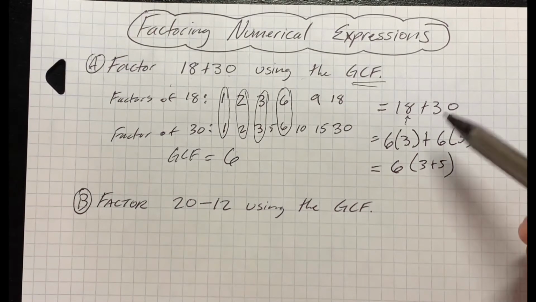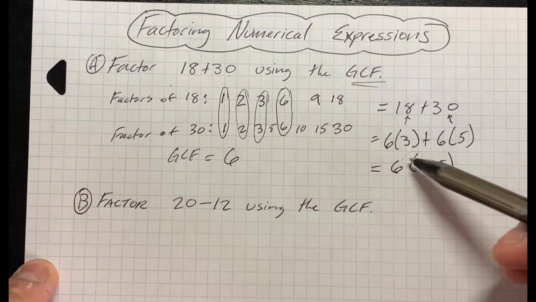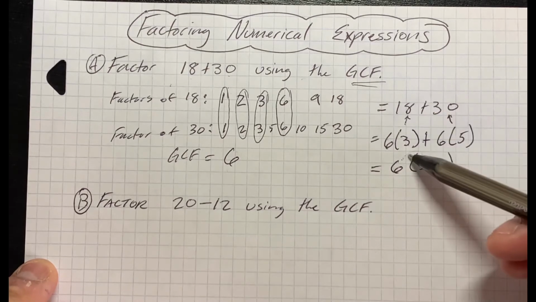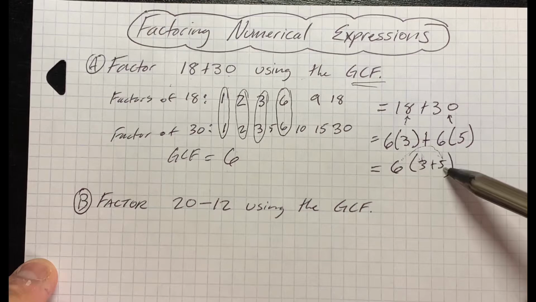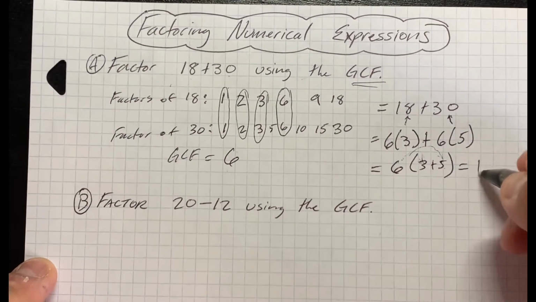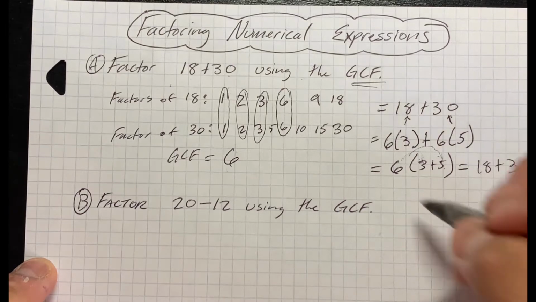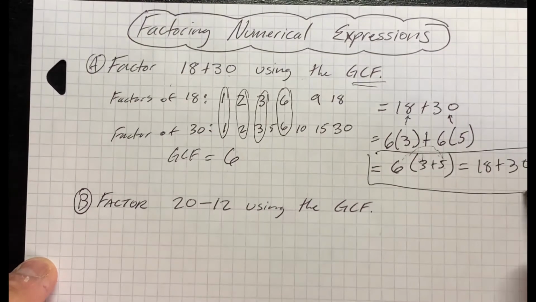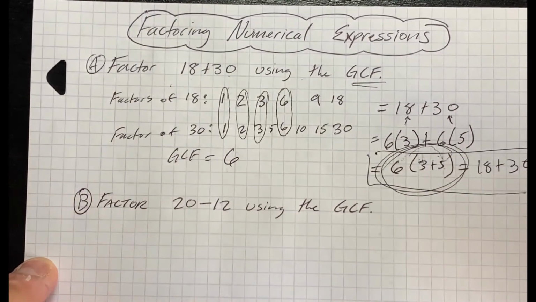So if you were to distribute, 6 times 3 equals 18. And same thing, 6 times 5 equals 30, and that makes that expression true. So these are equivalent numerical expressions here. Ultimately, this is what you have when you factored.